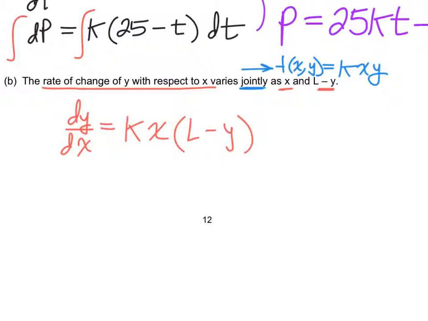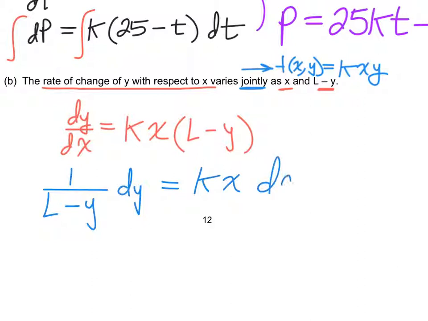The y is the important piece, though. If I'm separating variables, x has to go on the right, the y part has to go on the left. So this would be rewritten as 1 over (L minus y) dy equals kx dx, at which point I'd integrate. All I was doing was keeping my x stuff on the right. I brought the dx over. I divided out the L minus y. Now I'm going to integrate.